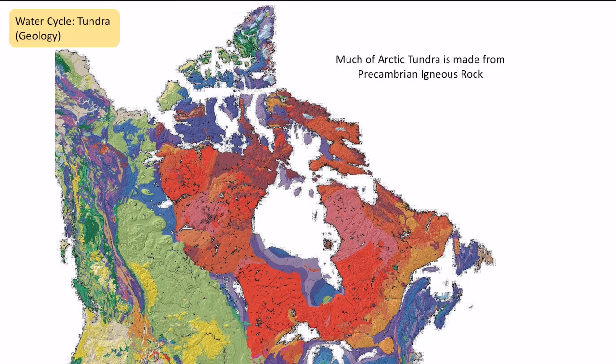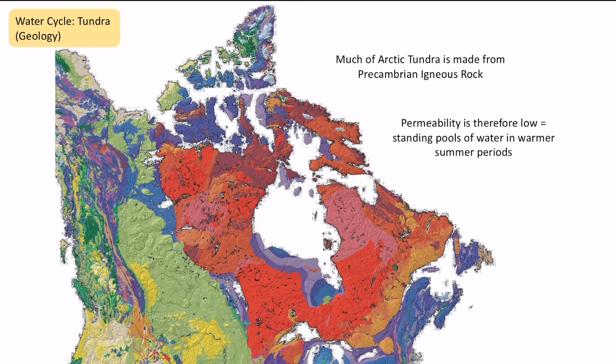So much of the tundra is made of this Precambrian igneous rock, which would mean that it's very, very impermeable. And therefore, because of that, that aids that standing of the water. Not only have we got that permafrost layer, but we've got a geology below that which prevents any water percolating down into any potential aquifers. So when the temperatures do go up, we get these standing pools of water in the summer period.